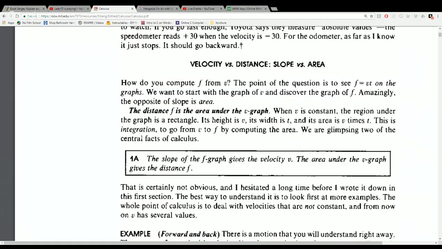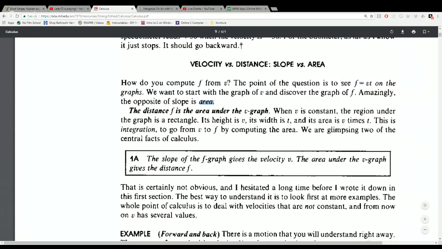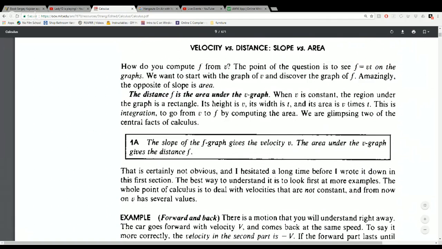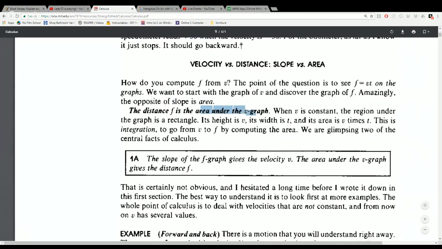If I'm given velocity, I'm going to graph it. And then using that graph, I'm going to try and discover the graph of the function f. Amazingly, the opposite of slope is area. So what was slope again? Slope, we said, was v, the velocity. Now he says the opposite of slope. What was the opposite of the v? Well, it was f, right? That was the whole discussion here. They're related by this. So the opposite of v, in other words, my f, is the area. What does it mean? Let's see. The distance f is the area under the v graph.